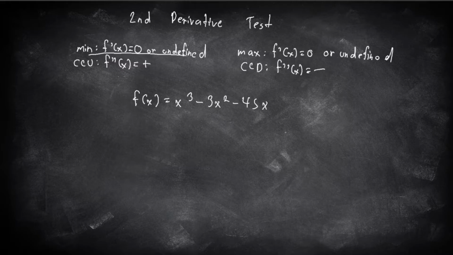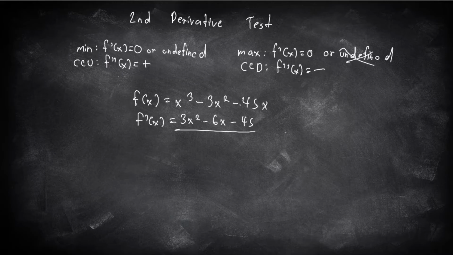First, we have to get the max and min, so we have to make sure the first derivative is equal to 0 or undefined. So first derivative: that's 3x squared minus 6x minus 45. Polynomials obviously cannot be undefined, right? So we just set it equal to 0. So set 3x squared minus 6x minus 45 equal to 0.